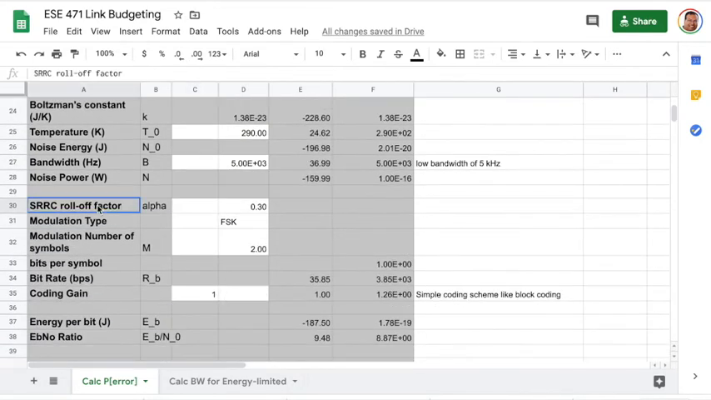I picked a square root raised cosine pulse shaping. In fact, that's the only option I have for this spreadsheet, but you could put in others and put in the formulas yourself. And I picked FSK, binary FSK, so M equals 2.